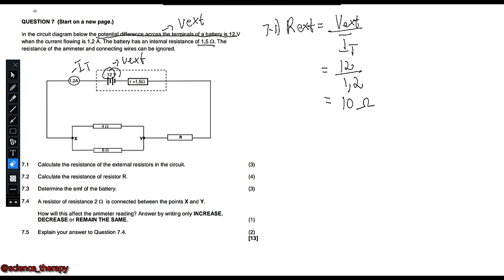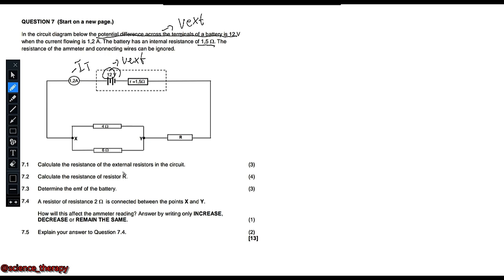Okay, now let's proceed to 7.2. They say calculate the resistance of resistor R. Note that the 4 and the 6 ohm resistors are in parallel. Then we have resistor R here, which we can all see is connected in series. Remember, in order to calculate R, we must remember that the R external is the sum of the R parallel plus the R series. From the previous question, we already know the R external is 10 ohms. So we need to calculate the R parallel so that we can then calculate the R series.